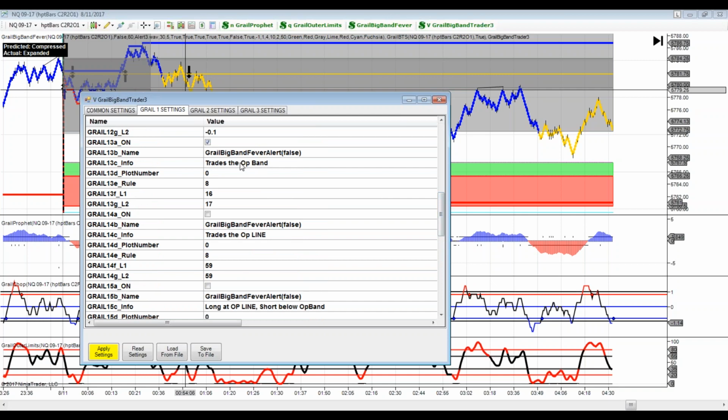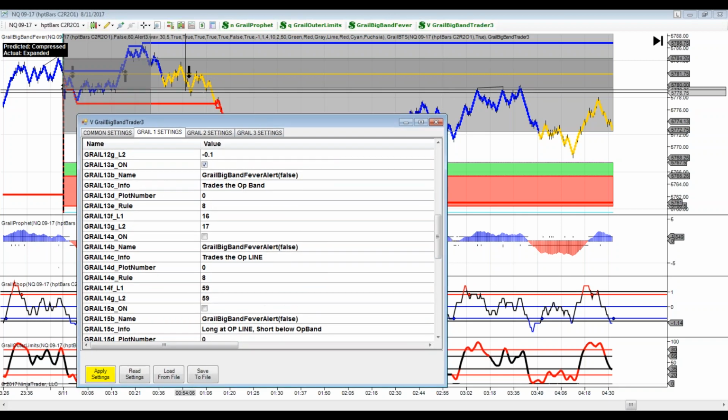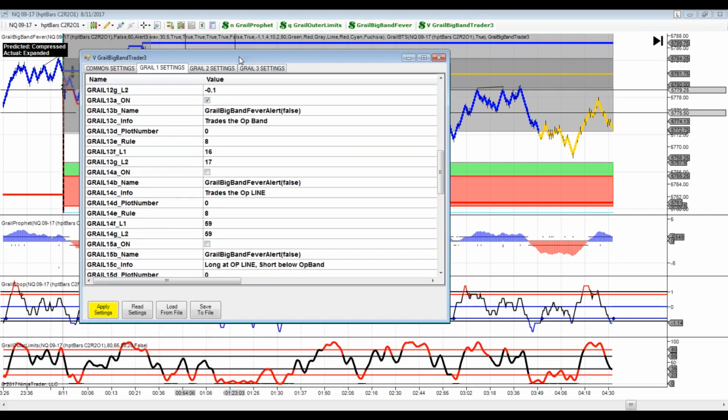Now, if you just want to trade the line, and that is that if it closes above the line, it's long, the OP line. If it closes below the OP line, it's going to be short, okay? That's generally not recommended because that's going to provide quite a few trades back and forth, but again, you can test it out to see if you like it. In order to do that, you should turn this one off and turn this one on.